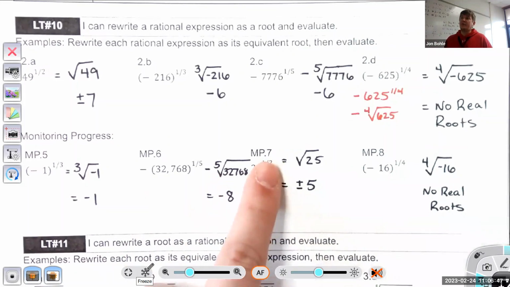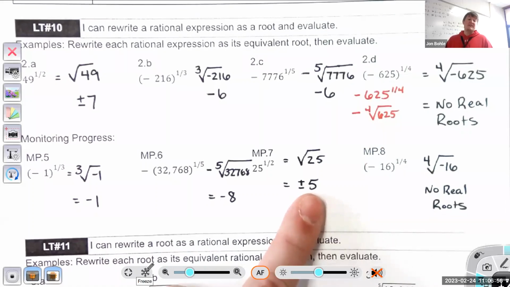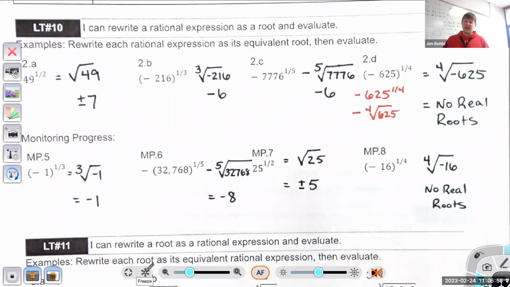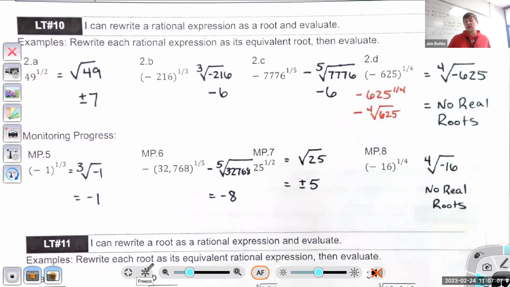Okay. Another thing to look out for is on 7, I am taking the even root of a positive number. So my answer is going to be positive and negative 5, because 5 times 5 is 25, and -5 times -5 is also 25. Okay, 8, you are going to write it as the 4th root of -16, which is no real roots, because you can't take an even root of a negative number.